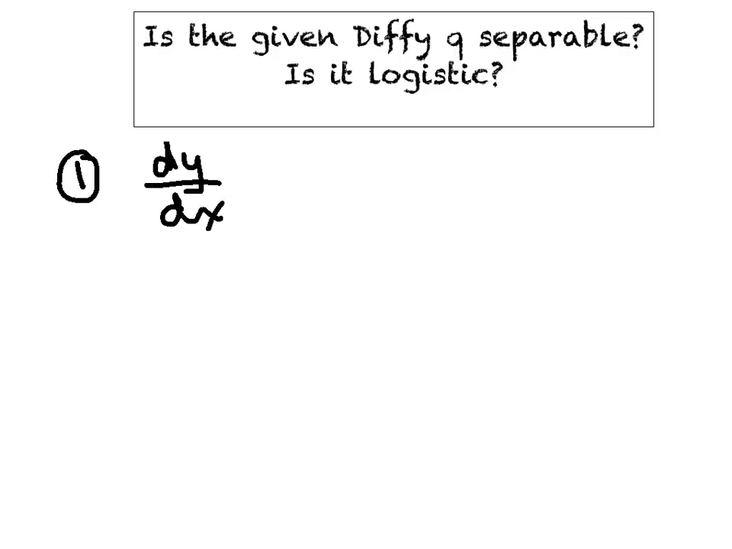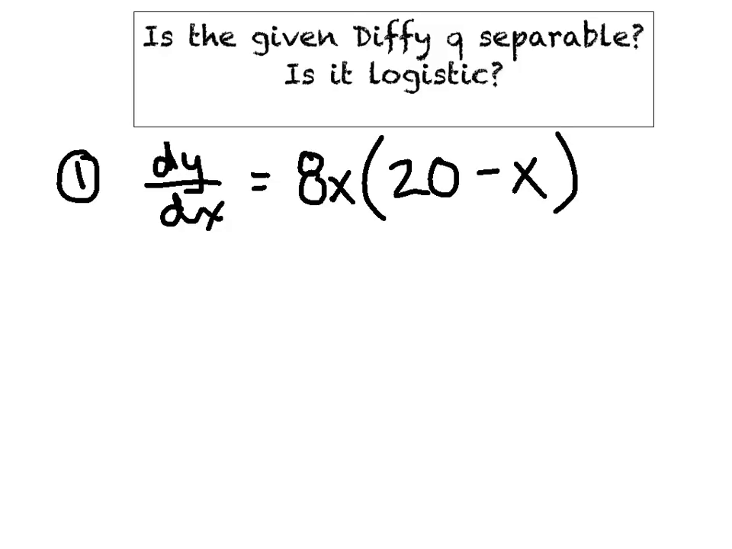The first thing we're going to try to decide is: is this Diffy Q separable? And then if it is separable, we'll talk about whether it is a logistic model or not. Okay, and I'm going to try to throw a lot of different variables at you and keep you on your toes and test you a little bit.